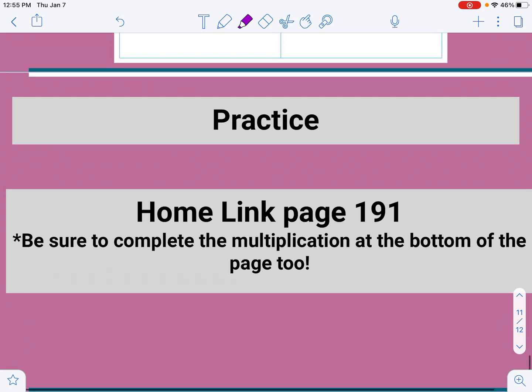So you're going to practice today doing home link page 191, and please be sure that you complete all of them, but also that you do the multiplication at the bottom of the page too, and show your work how you solve those multiplication problems.